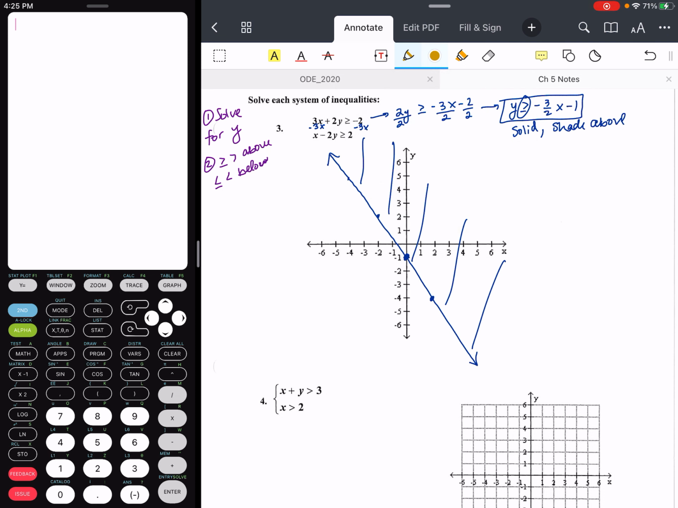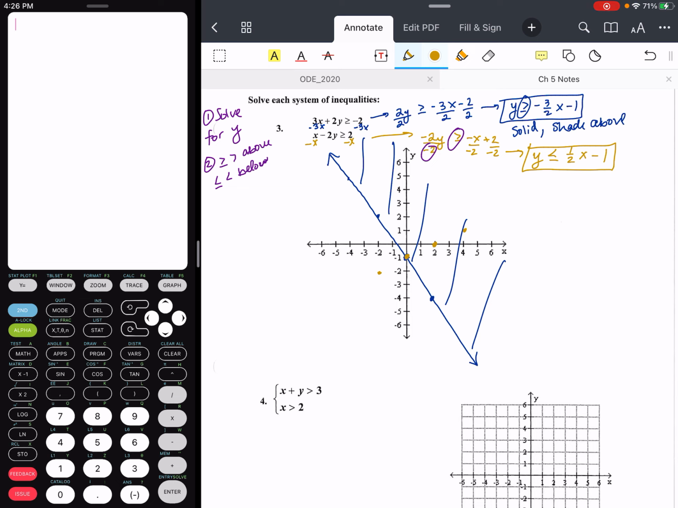All right, second inequality. Subtract x from both sides. This gives me negative 2y greater than or equal to negative x plus 2. Now I'm dividing by negative 2 all the way across. And notice that because I'm dividing by a negative, I need to flip my inequality. So I get y less than or equal to positive 1/2 x minus 1. So again, I have 0, negative 1 as my y-intercept, slope of 1/2, so up 1 to the right 2, up 1 to the right 2, or down 1 to the left 2.